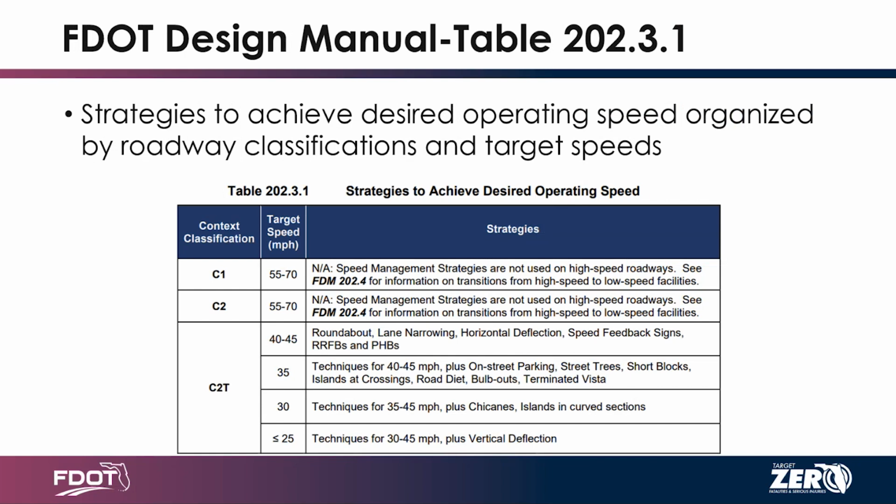So looking at the design manual, this is what we were talking about earlier. You have your context, you have your allowable speed, and then we have strategies to achieve it. They kind of go through and say, hey, C2T at 30 miles an hour, you can use all the techniques identified from 35 to 45, but then you can also add in chicanes and islands and curve sections.